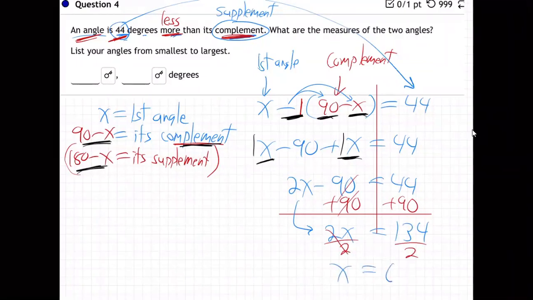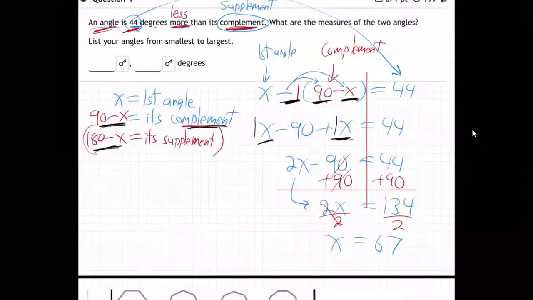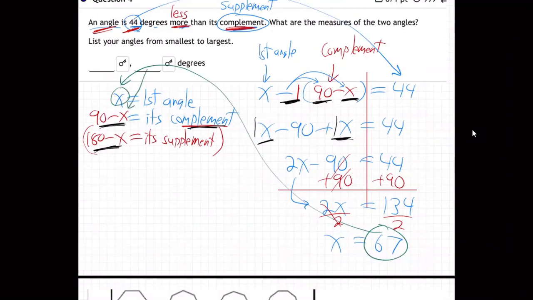I'm getting 67. So x is 67. Now, we're almost done. So we have one of the answers, 67. How do we find the other answer? We plug the x into one of the equations we already have. Yeah, exactly. So you take that x, that's 67. That's the first angle, but then you plug it in for x into the other, whether you have the supplement formula or the complement, plug into whatever you have.